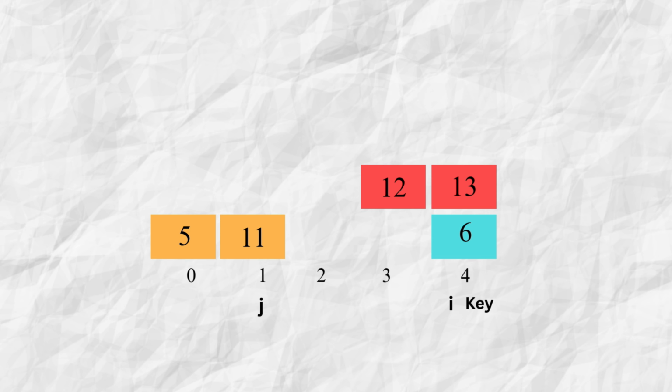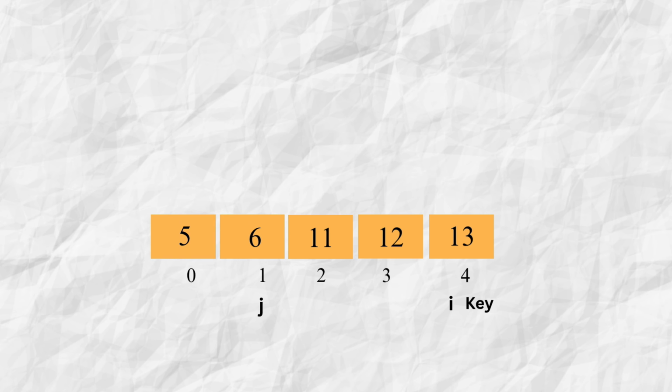Again J moves left. Compare 11 with 6. 11 is greater than 6. So shift 11 one position to the right. Now insert 6 into the correct position. The final sorted array becomes 5, 6, 11, 12, and 13. This is how insertion sort works.